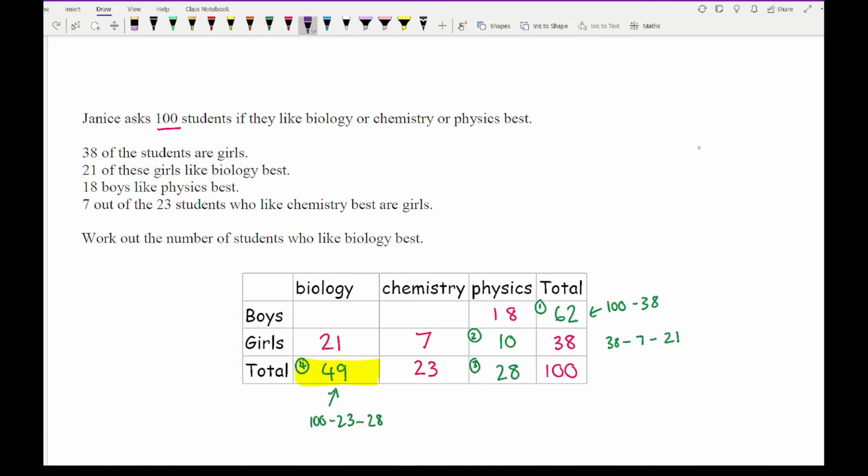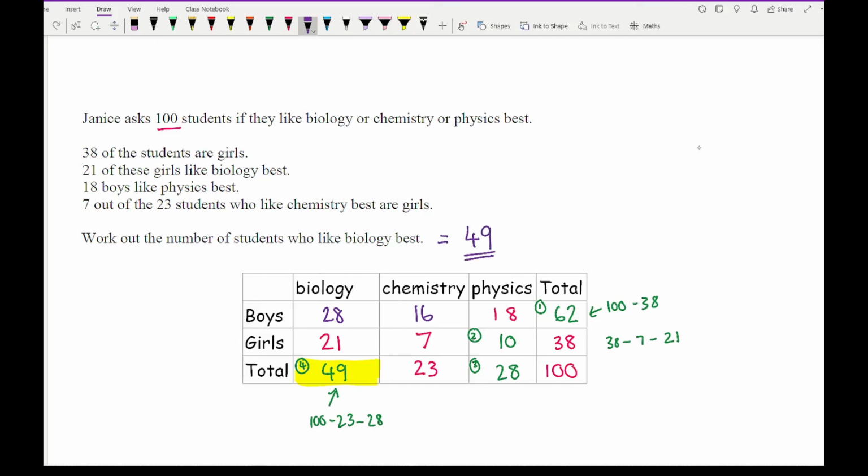So from this, I can do 21 take away 49, or the other way around I should say, and that's going to be 28. And then 23 take away 7, which gives me 16, and there is my completed table. So the final answer for this is going to be 49.